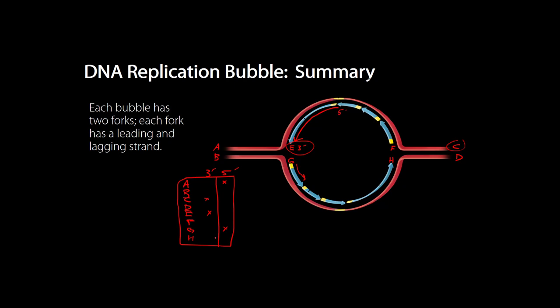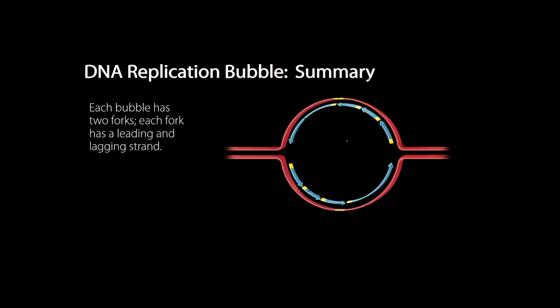And then who did I miss here? B, where's B? If A is 5, then B has to be 3, and D has to be 5. And then where's F? F has to be 5 prime. So there you have it. Now really, there's an even easier way to do that. You know that DNA has to be grown from the 5 prime to the 3 prime. And so if you see an arrowhead, that's gotta be 3. Anytime you see an arrowhead, that's the simplest way to do it, that's a 3. And if this is 3, then this over here has to be 5. All right, good.